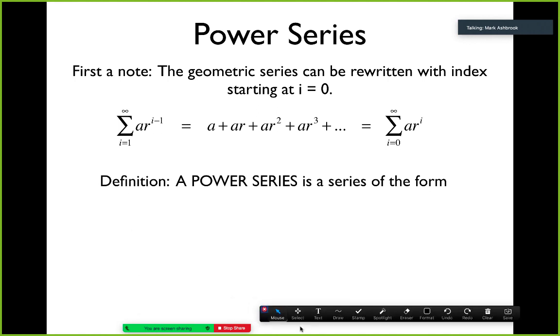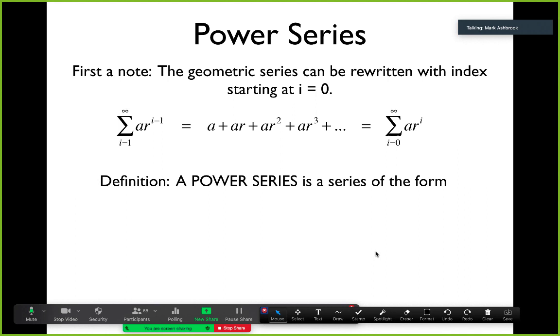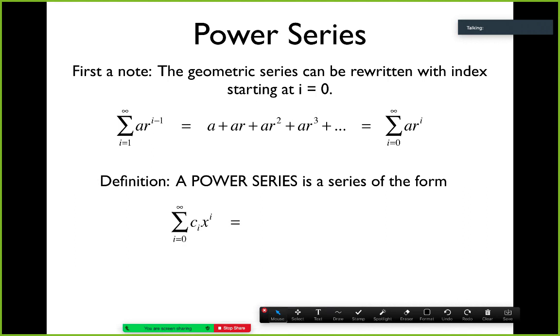A power series is a series of the form. So notice I'm starting at i equals 0. And so what you have is a real coefficient, which could change according to i. So this is the ith coefficient, times x to a power i. Okay, so again, see this, think what? Write it out. Practice. See this, think what? Write it out.